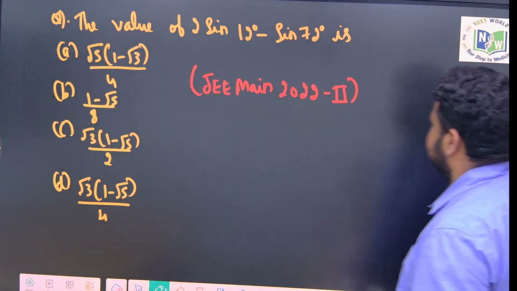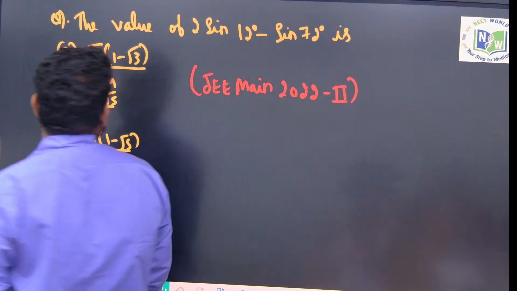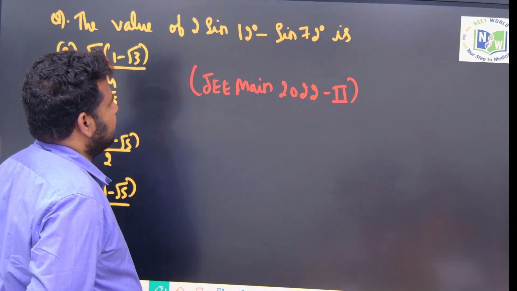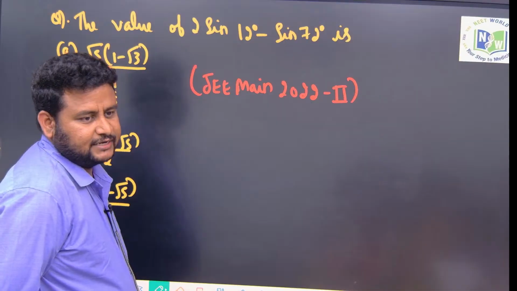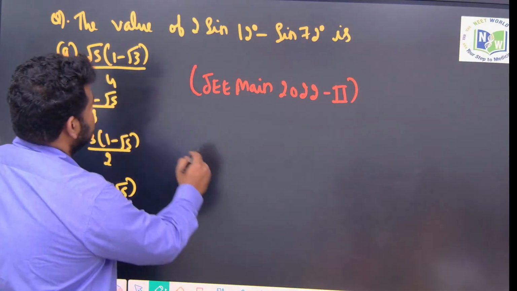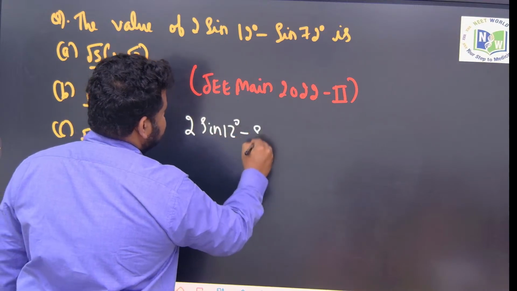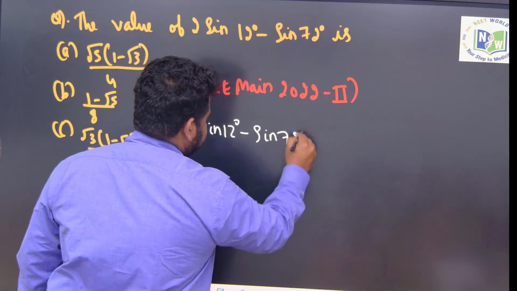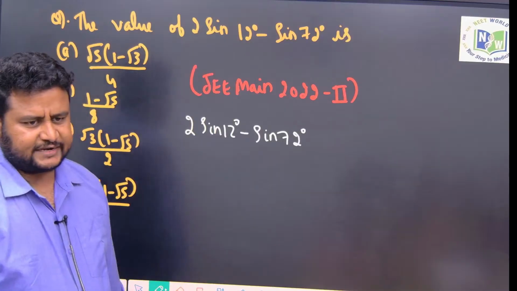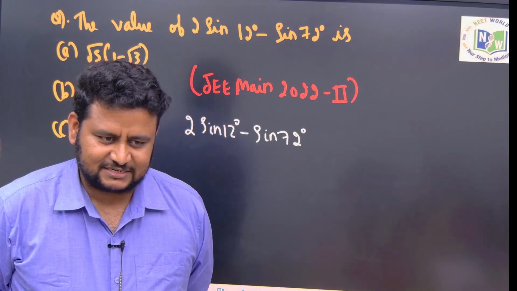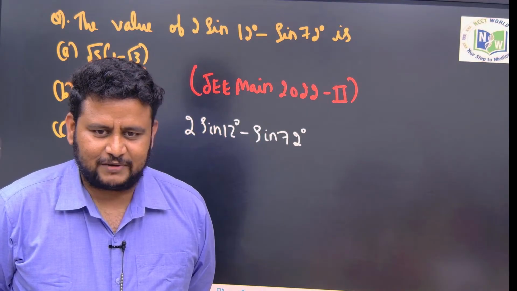Please have a look at this question, a JEE Main 2022 question. They have asked the value of 2 sin 12 degree minus sin 72 degree. So I told you the transformation formula. We have sin C minus sin D. But do we have 2 sin C minus sin D? No. We have the formula sin C minus sin D.